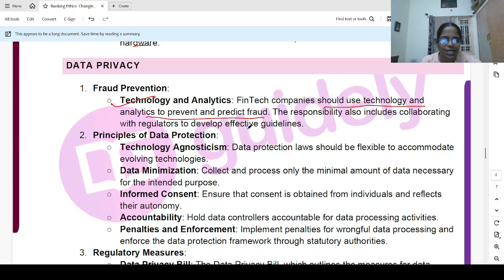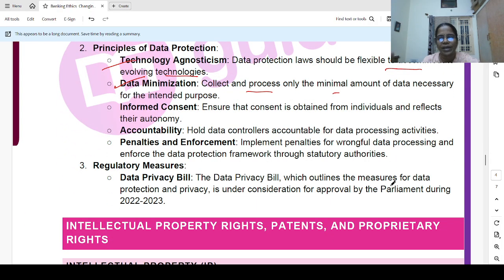Then principles of data protection: technology agnosticism. Data protection laws should be flexible to accommodate evolving technologies. Data minimization: collect and process only the minimal amount of data necessary for the intended purpose. Only the data necessary for their purpose will be collected. Informed consent: if any individual's data is to be given to a third party, it should be passed with the consent of the concerned person, that is the customer. Accountability: those who are holding the data are accountable for the data processing activities. If they breach any regulations, a penalty will be imposed.